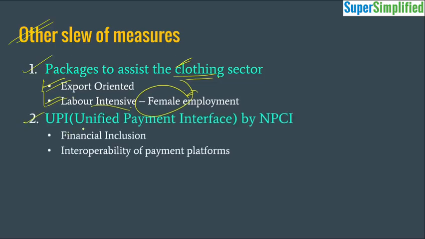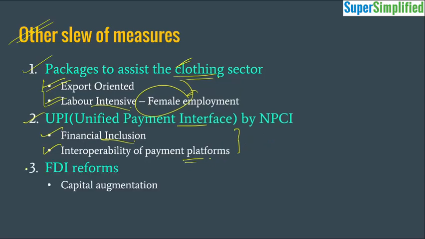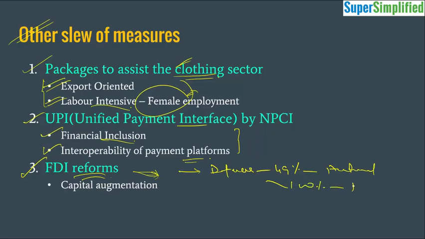Now point number two, the Unified Payments Interface was launched by the National Payments Corporation of India, and this is going to increase financial inclusion and help in interoperability of the payment platforms. Okay, so this is further going to help in the digitalization of the economy and bringing a lot of transactions into the formal net. Now coming to the third point, a lot of FDI reforms have taken place. A lot of FDI norms were changed, and the automatic route was followed for most of the things. Even in the defense sector, you have 49% FDI by automatic route and 100% through approval. And India has become one of the largest destinations for foreign investment, right? So these are the other measures which were taken recently.